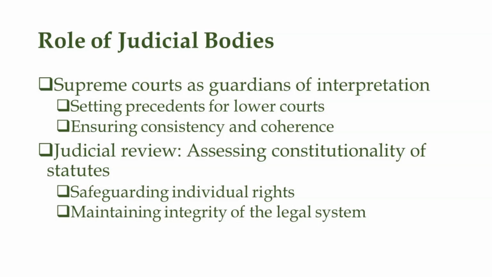Now, the role of judicial bodies. Judicial bodies, especially Supreme Courts, play a crucial role in this interpretative process. They act like orchestra conductors, ensuring harmony between the letter of the law and its application. Supreme Courts set precedents that guide lower courts, promoting consistency and coherence. They also perform judicial review, a process akin to quality control, assessing whether laws align with constitutional principles. This power is vital in safeguarding individual freedoms and maintaining the legal system's integrity.